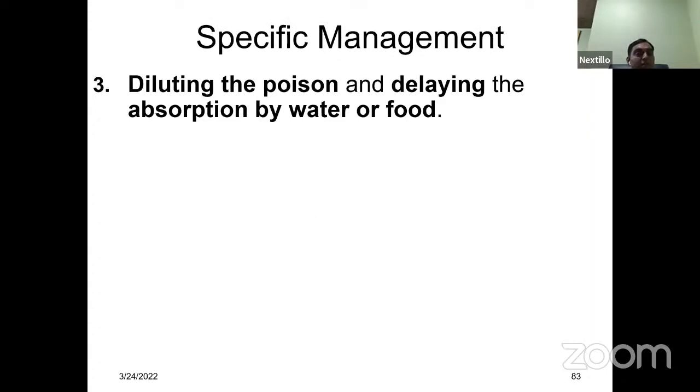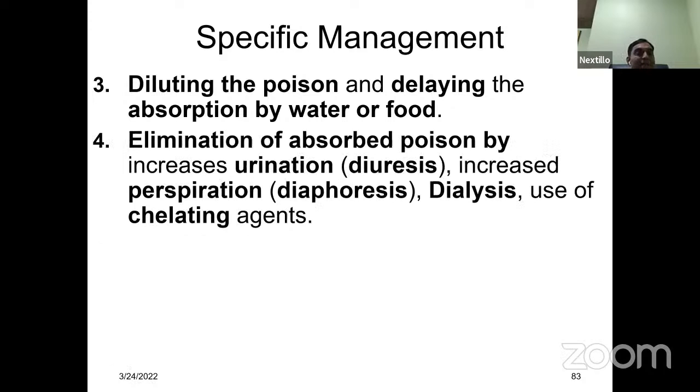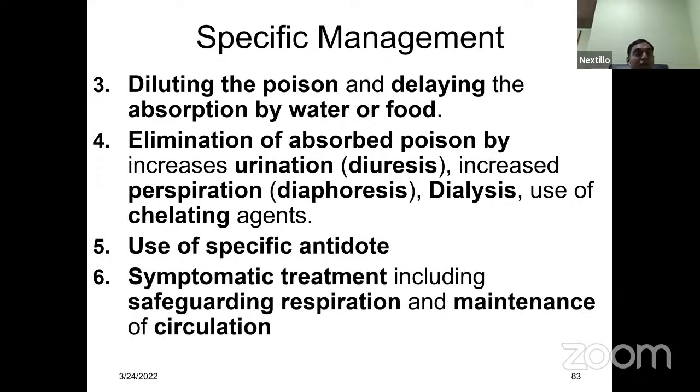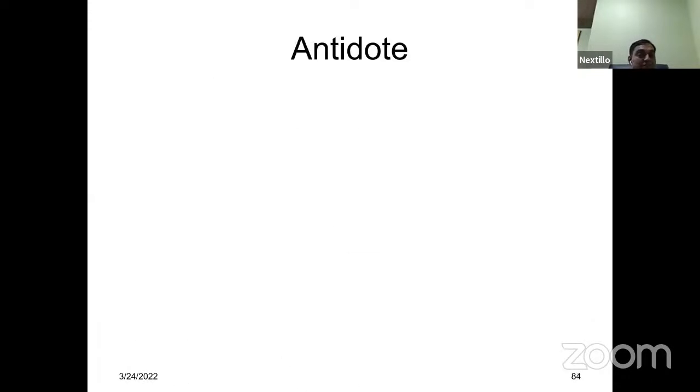With ingested poisons, we have to dilute the poisons to delay absorption, or eliminate absorbed poisons through urination, with diuresis, diaphoresis, dialysis, or some chelating agents. We also use a specific antidote if it is required. Symptomatic treatment also includes safeguarding respiration and maintenance of circulation.